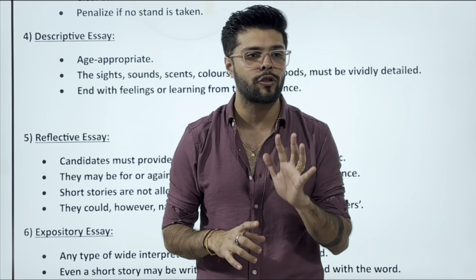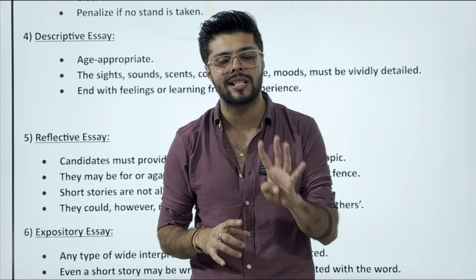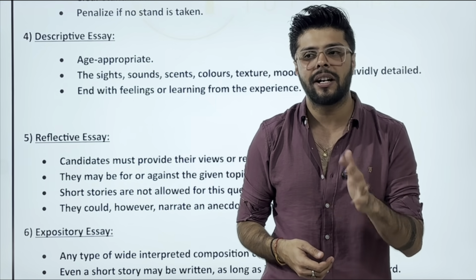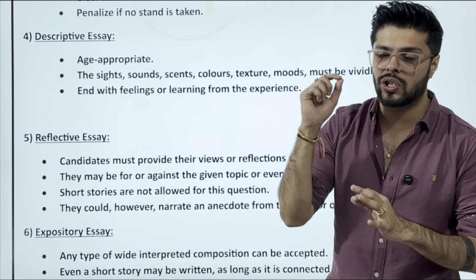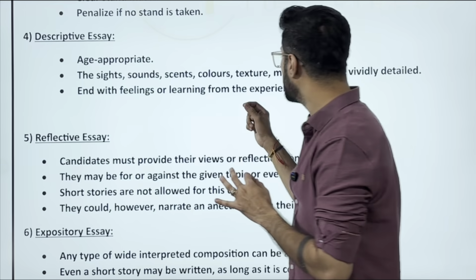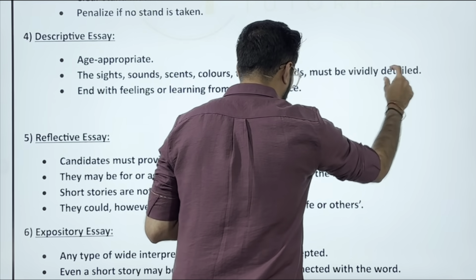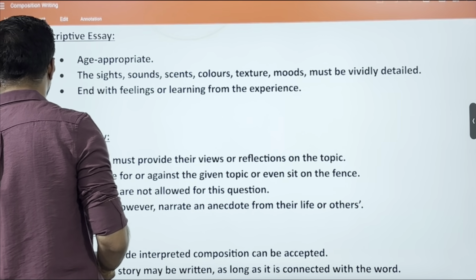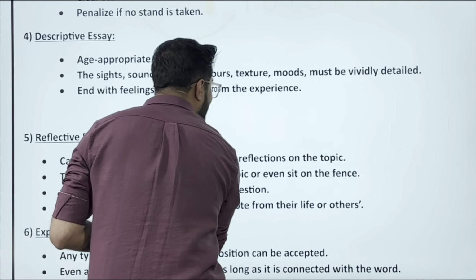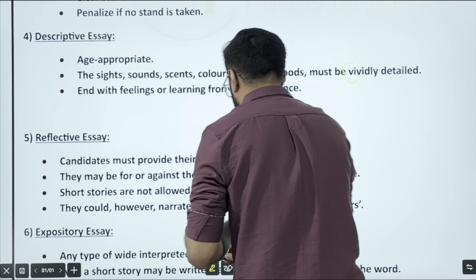For writing a descriptive composition, you just have to fall back on your 4 sense organs. By and large, we look at 5 at least. Your sight, your sound, your color, texture, mood. They must be, see what is written, vividly detailed. Vividly का मतलब क्या होता है? Very intricately it has to be detailed and touched upon.